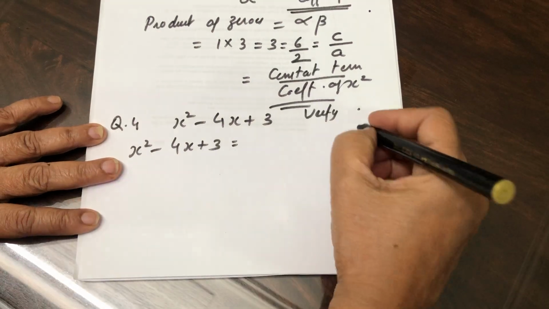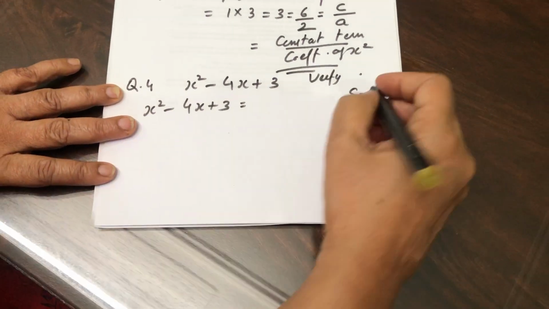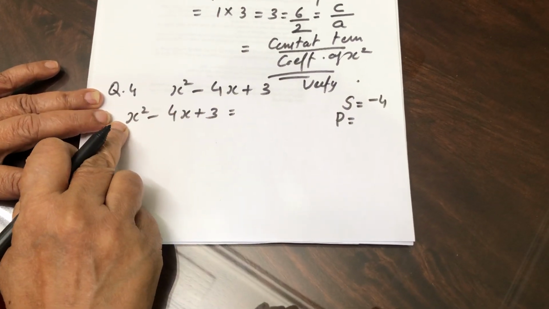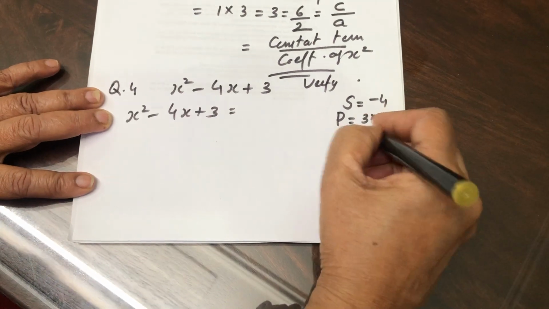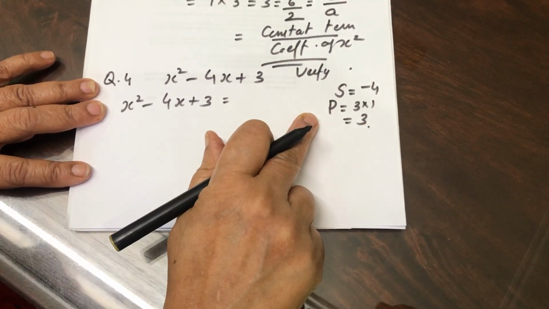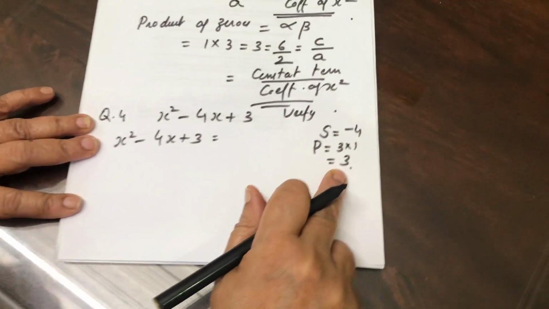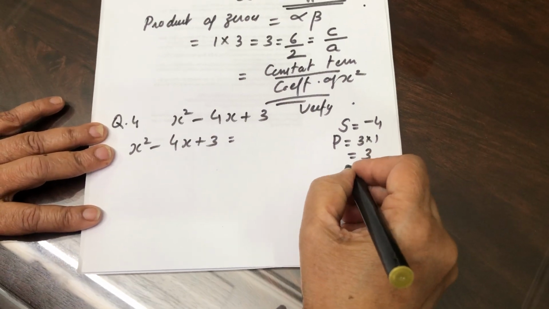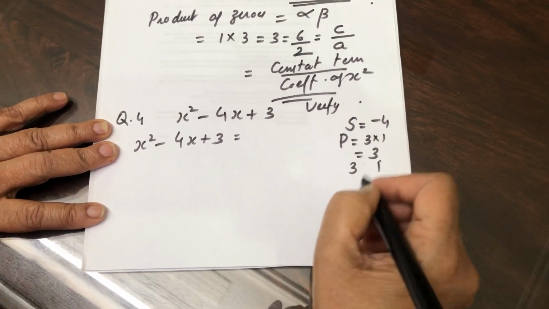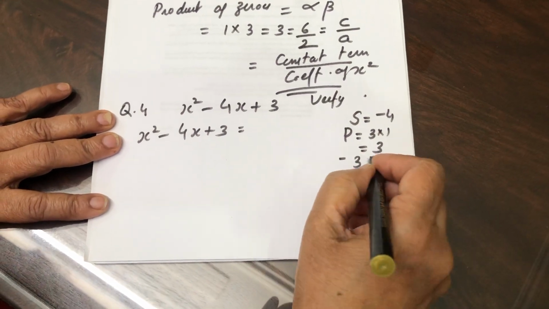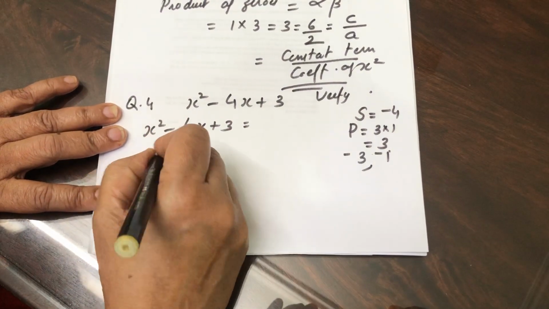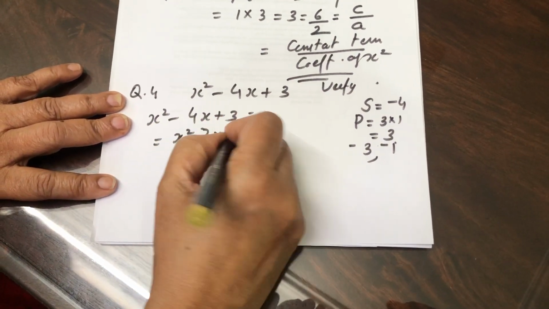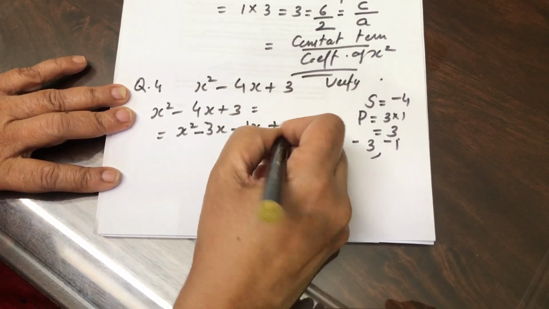You know, split up of the middle term: the sum of the two numbers is minus 4 and the product of the two numbers is 3. The coefficient of x squared is 1, so 3 into 1 is 3. So you have to find two numbers whose product is 3 and sum is 4. 3 into 1 is 3, but the sum is 4, which means both are minus. So this becomes x squared minus 3x minus 1x plus 3.